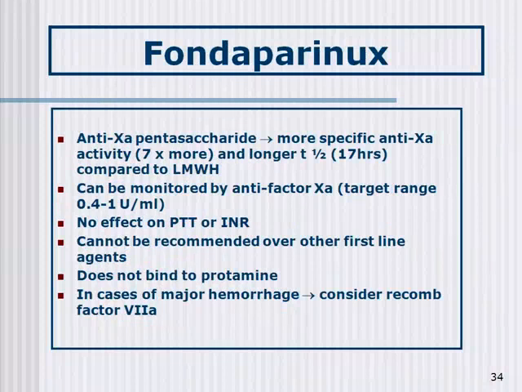It's more specific to factor Xa and has a longer half-life than low molecular weight heparin. You can monitor its anticoagulant effect if your lab does anti-factor Xa levels. The target range is 0.4 to 1 unit per ml. Generally does not affect partial thromboplastin time or INR.